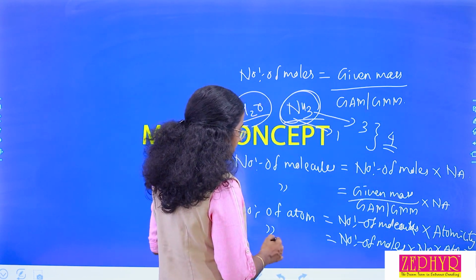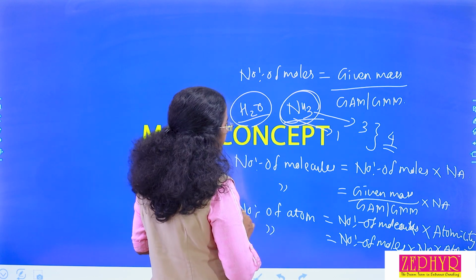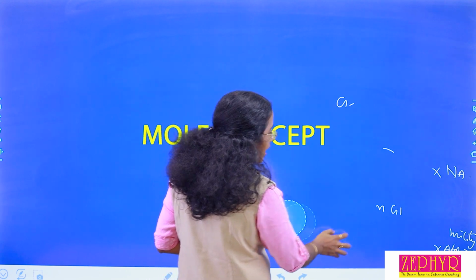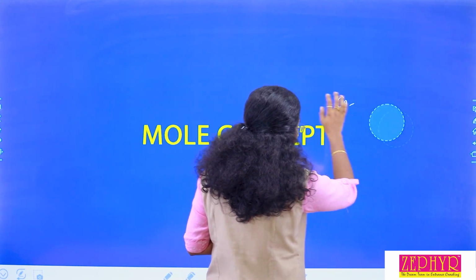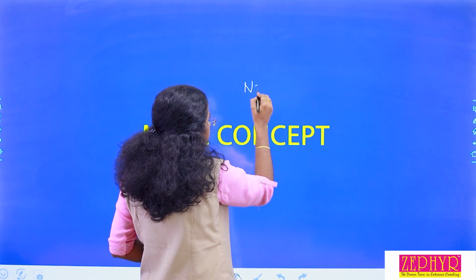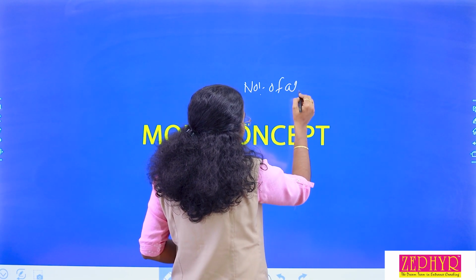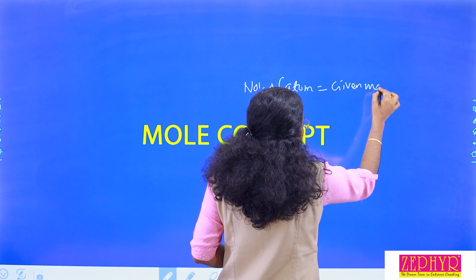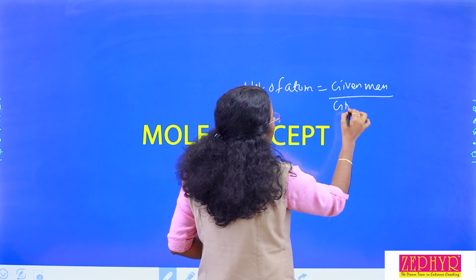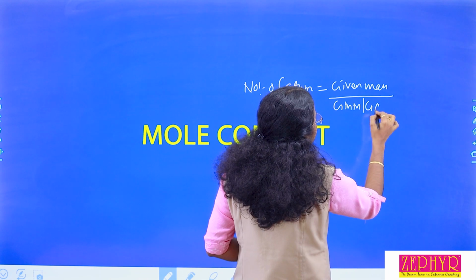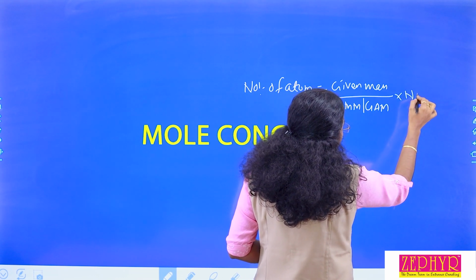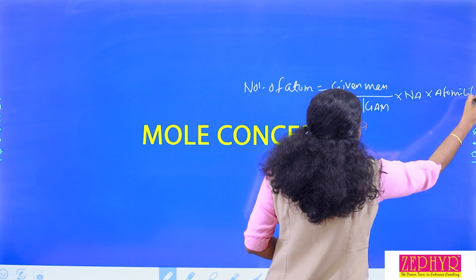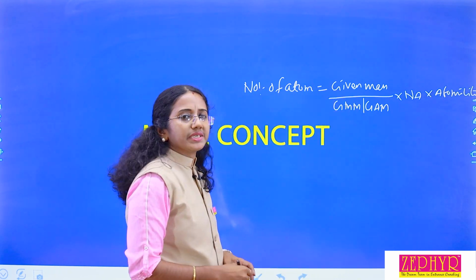Another equation: number of atoms equals given mass divided by GMM or GAM, multiplied with Avogadro number, multiplied with atomicity. Another equation for number of atoms.